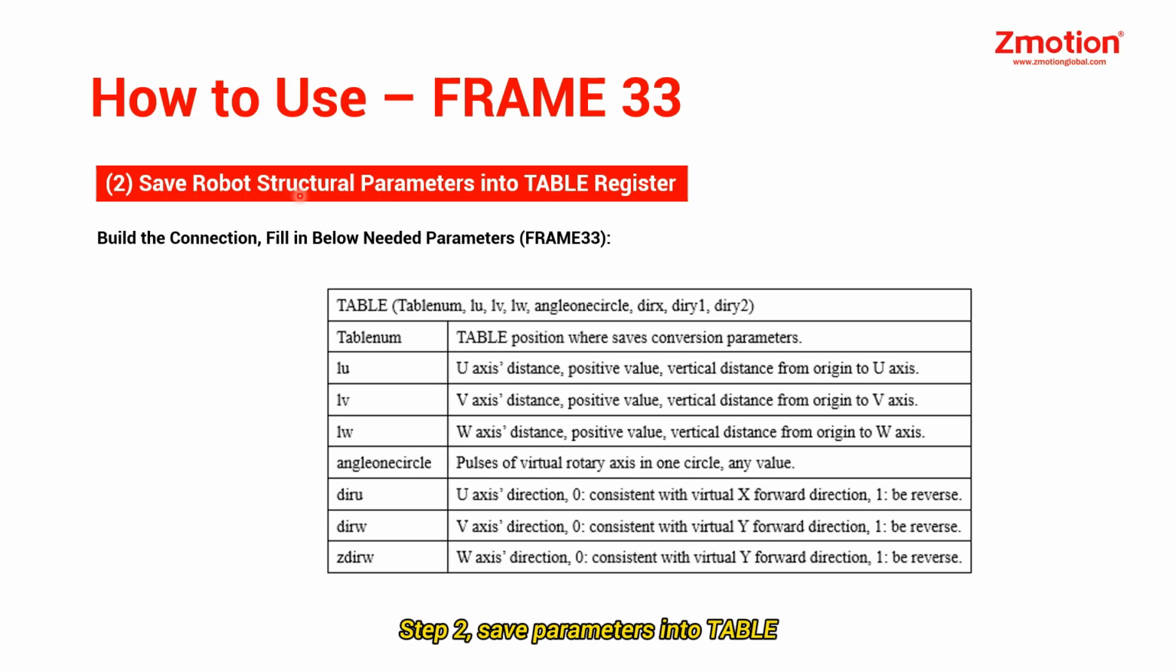Step 2. Save parameters into a table. This form shows the frame 33 needed parameters. Fill them in in order. It can be seen there are 7 parameters in total. First one, axis U distance, that is, the vertical distance from the origin to axis U. Then, by the same principle, axis V distance and axis W distance. The fourth one is the pulses in one circle. After that, 3 parameters about direction. For axis U direction, 0 means the direction is the same as the virtual axis positive, and 1 means they are inverse. Then, axis V and W directions.